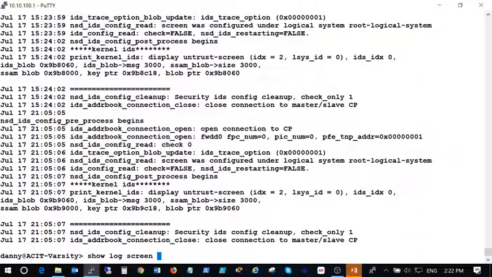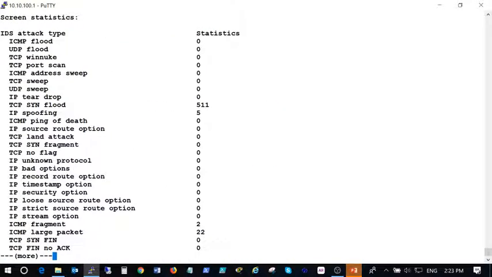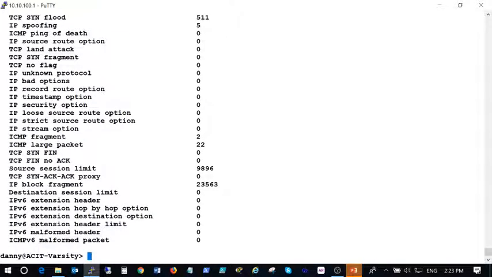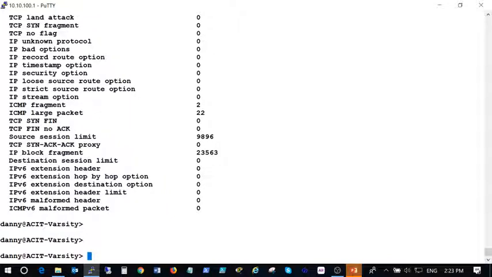Pretty much the thing that we really wanted to look at was what we have set, so we can see what's actually in operation and working. We can also take a look at our stats to see exactly what has been happening. Okay, so that's screen options to protect against deliberate hacking. What we'll do at this point is take a break, and then we'll move on to our next topic.